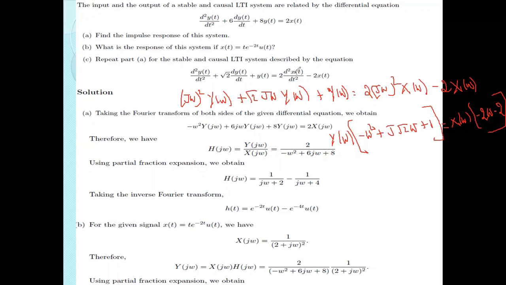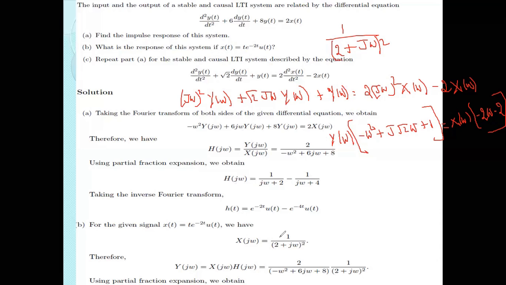And before that, here x of t is equal to t into e power minus t mu of t. X of omega is equal to, so t into e power minus t mu of t. Mu of t is 1 by j omega, e power minus 2t is 1 by 2 plus j omega, and since t is multiplied, we get 1 by 2 plus j omega whole square. Okay.